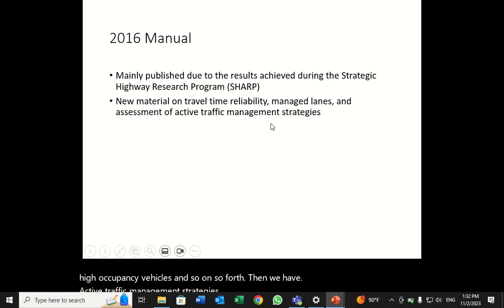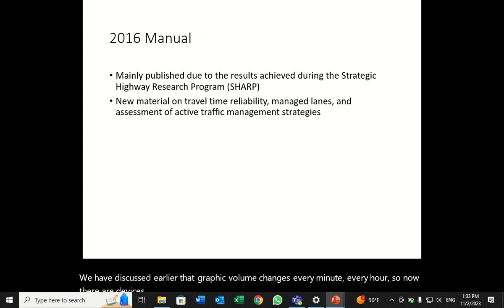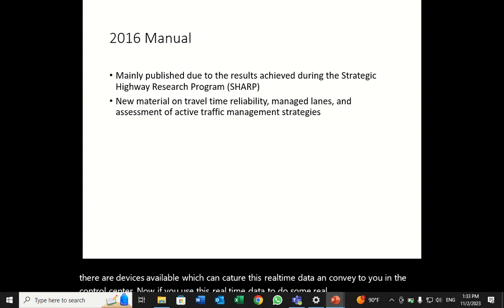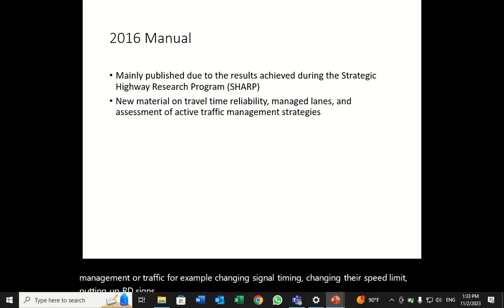We have discussed earlier that traffic volume changes every minute, every hour. So there are devices available which can capture this real-time data and convey it to you in the control center. Now, if you use this real-time data to do some real-time or active management of traffic, for example, changing signal timing, changing the speed limit, putting up road signs, if you do it in this manner, using real-time data and in a quick manner, then it comes under active traffic management strategies.